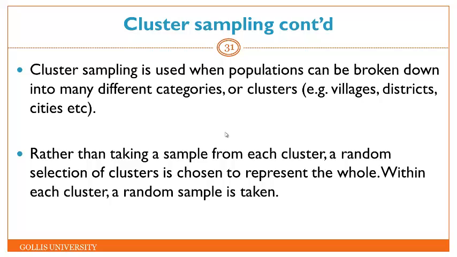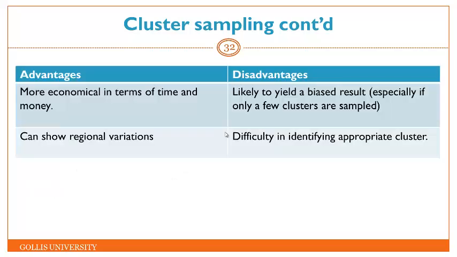For example, maybe you're doing your research among the villages in a city. Select one of the villages to be your target, and then from that village you have selected, you can go ahead and develop your sample from the population of that village using the simple random sampling method.